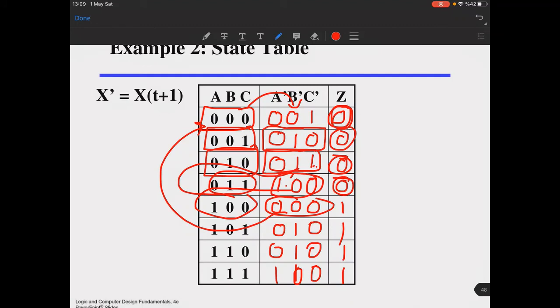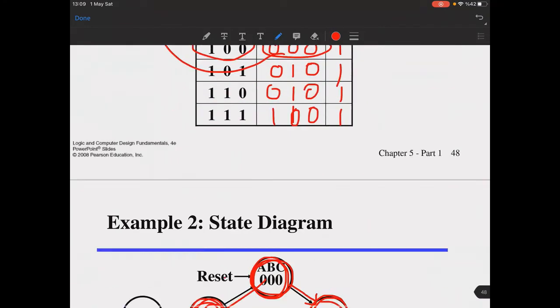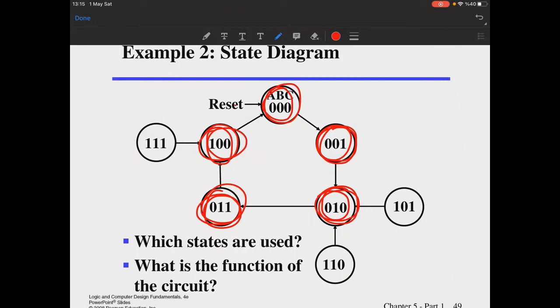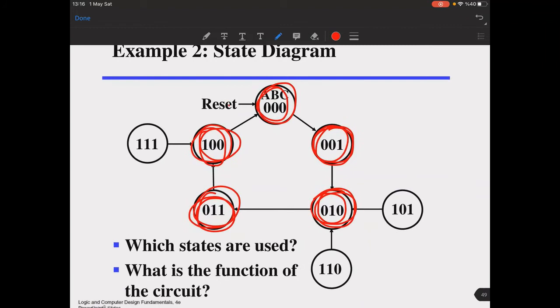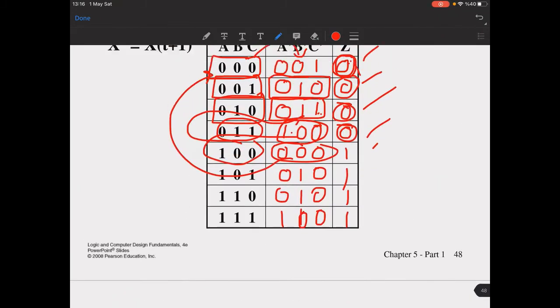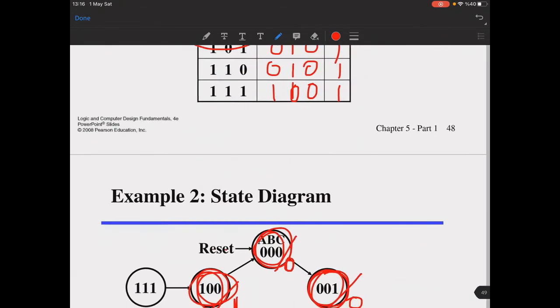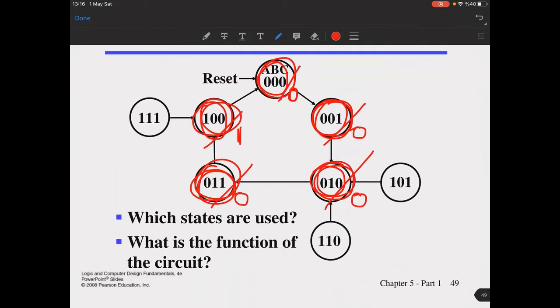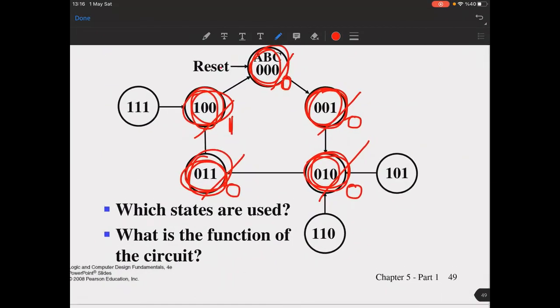See, your Z output is 0, 0, 0, 0, and 1 here. So your Z output here is, if you put them like a Moore machine, 0, 0, 0, and 1 here, right? If you look at this, it's only 1 in that particular state. And let's try to answer those questions.